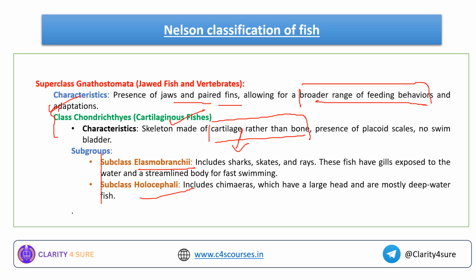But what you have to note about these cartilaginous fishes are the examples of the fish that belong to this particular class. The examples include sharks, skates, and rays. Okay, this is an example of your cartilaginous fishes.